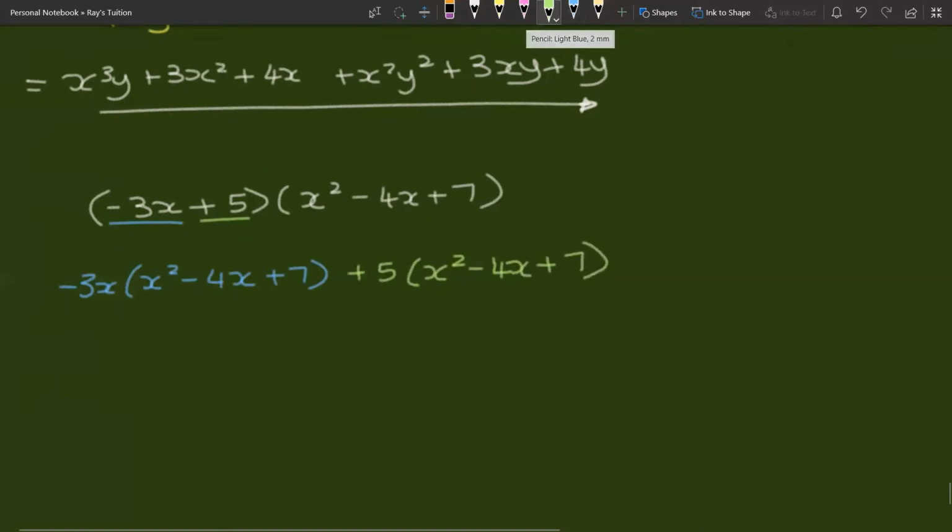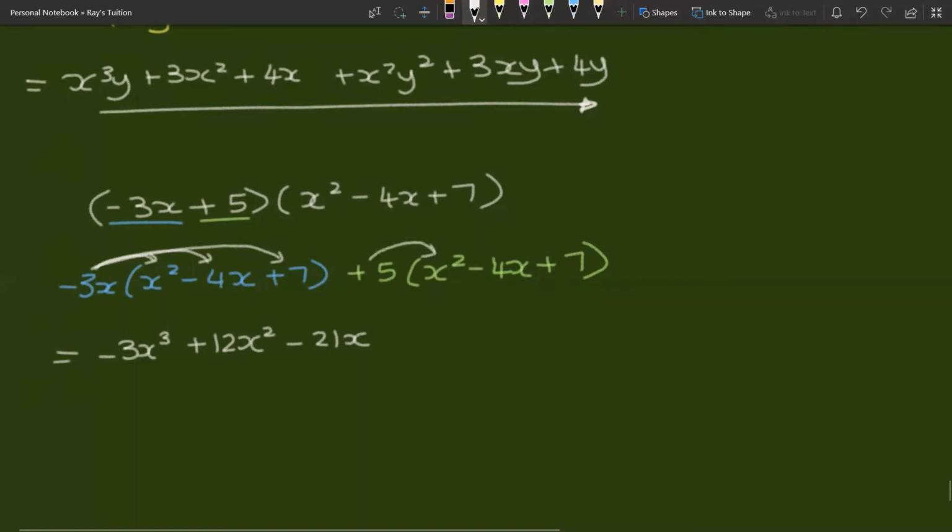So let us start with the answer. We have minus 3x times x squared is minus 3x cubed. Minus 3 times negative 4x is plus 12x squared. Minus 3x times 7 is minus 21x. Please pay careful attention to your signs and remember that a positive times a positive is positive, a negative times a positive is negative, and a negative times a negative is positive.